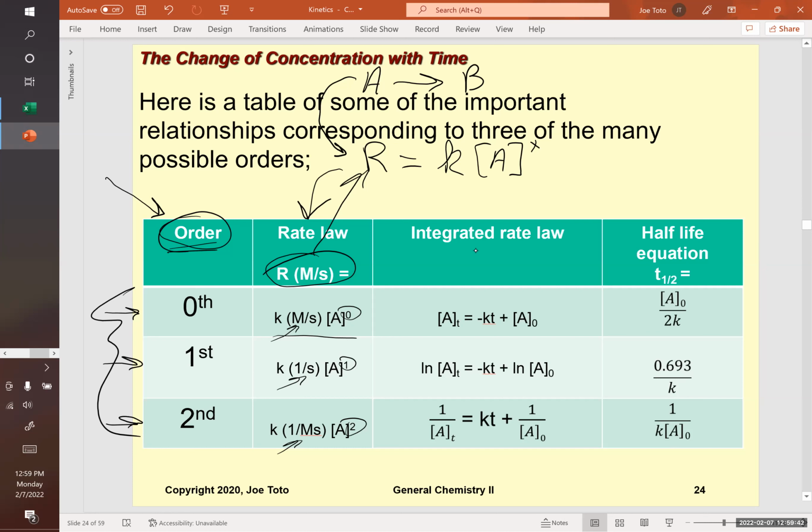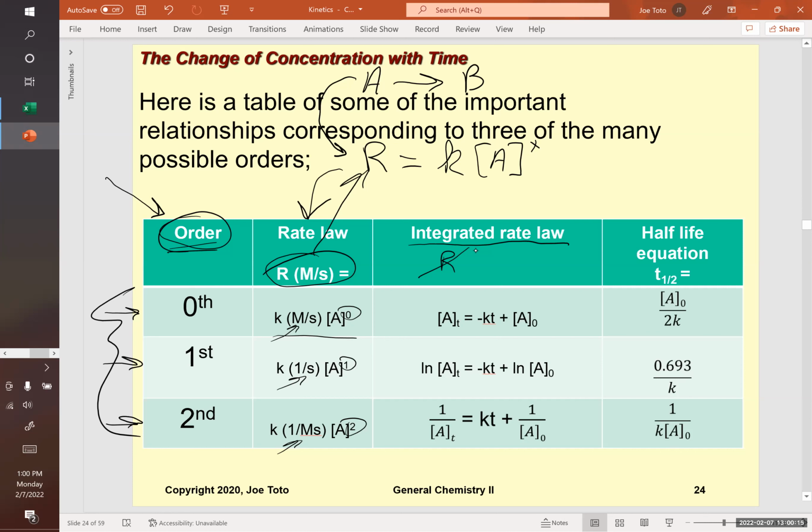Okay, so the next column is where we have the integrated rate laws. These integrated rate laws come about through integration of the rate law. And you see in these forms, we lose all reference to rates. There are no R's in any one of these equations.